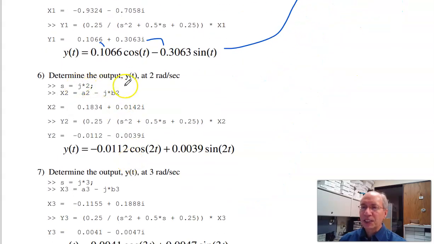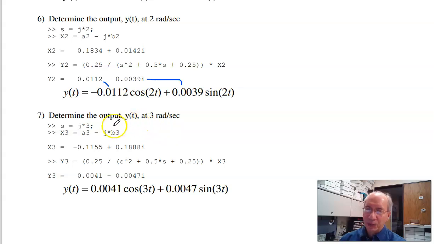At 2 radians per second, here's the frequency, here's the input, cosine and sine. Here's the gain everywhere. Find the gain at s equals j2 times the input at j2 gives you the output. Real part's cosine, minus j is sine. At 3 radians per second, here's the input. Here's the gain times input. Real part's cosine, minus j is sine.